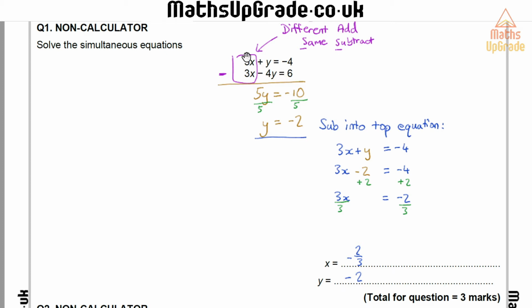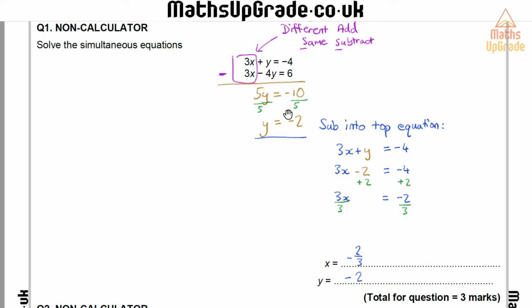So 3x subtract 3x gives me 0x. So there's nothing here in terms of x. There's no x's left. That's why I'm subtracting them. So 1y subtract negative 4y gives me 5y. Think of 1 subtract negative 4, that's the same as 1 add 4. That's 5. So 5y equals, and then negative 4 subtract 6. Negative 4 take away 6 is negative 10. So 5y equals negative 10.